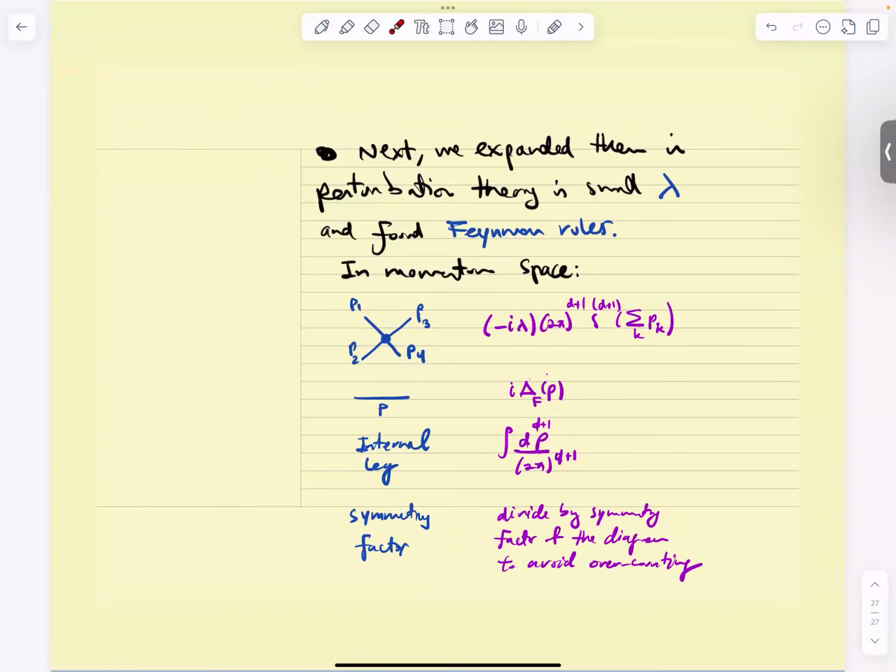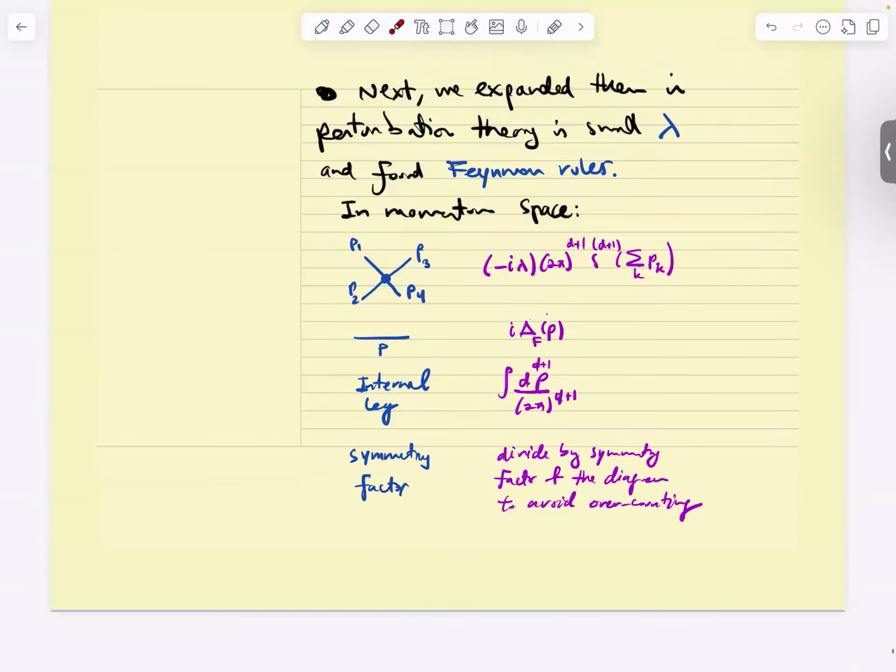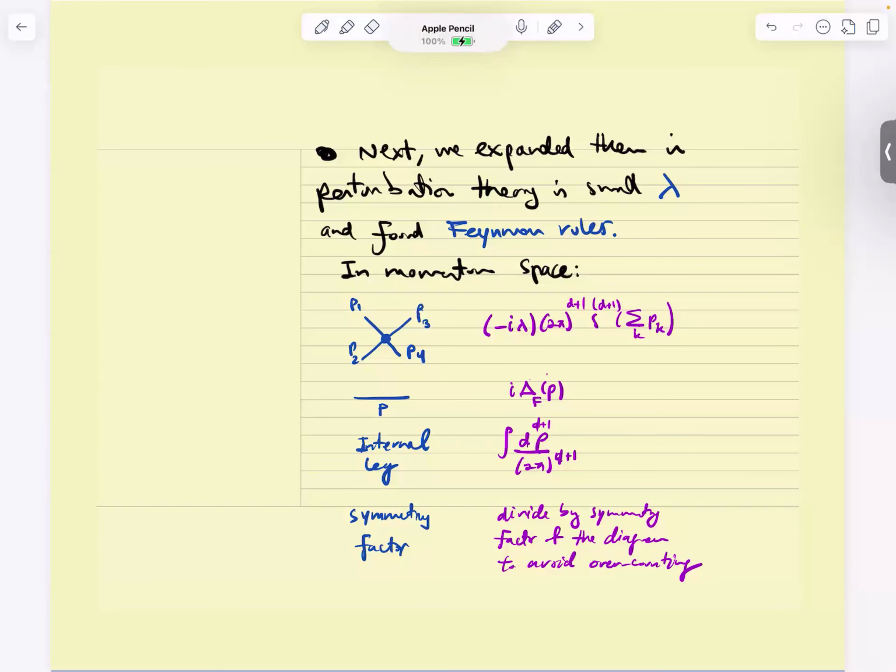Next, we expanded these correlators in lambda. And then we found Feynman rules as a way of organizing this craziness of integrals, right? And these were the Feynman rules that you want to remember. In momentum space, every time there's a vertex, there's a minus i lambda coming from the lambda phi 4 interaction. And then there's conservation of momenta. There's a propagator. The internal loop legs we integrate over, and then there's a symmetry factor to avoid overcounting. Are there any questions? Yeah.